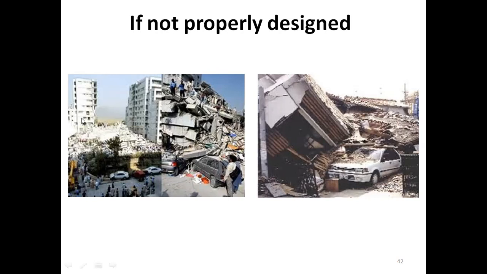Similarly, here you could see that this building has actually withstood the earthquake. However, you could see the ruins of the building here, which was not properly designed. Again, here you are seeing another building which has collapsed because of the earthquake. And the main reason is that it has not been properly designed for the earthquake in that area.